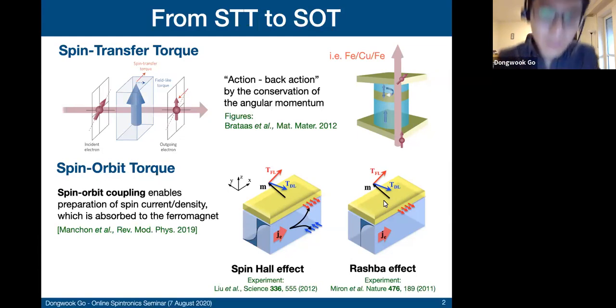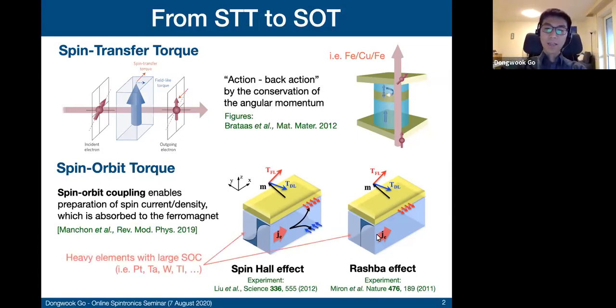For all these mechanisms, we rely on spin-orbit coupling of the non-magnetic layer at the bottom. For example, platinum, tantalum, tungsten, topological insulators, and other strong spin-orbit materials are used. Spin-orbit torque turned out to be very useful, even strong enough to switch the magnetization in experiments, and can potentially be used for magnetic MRAM.